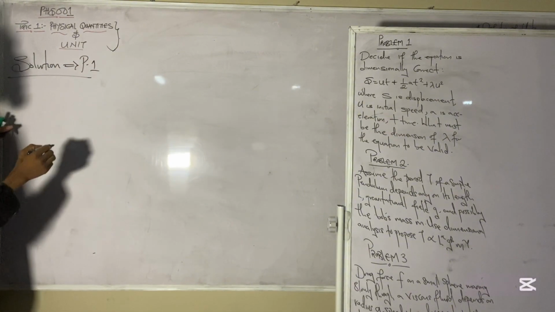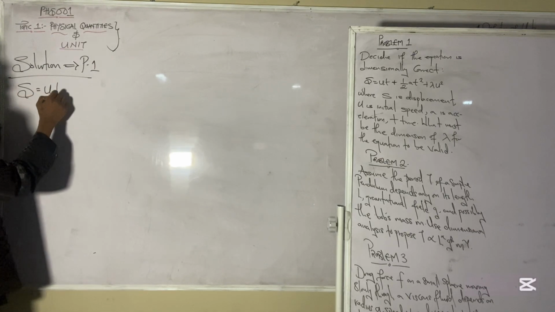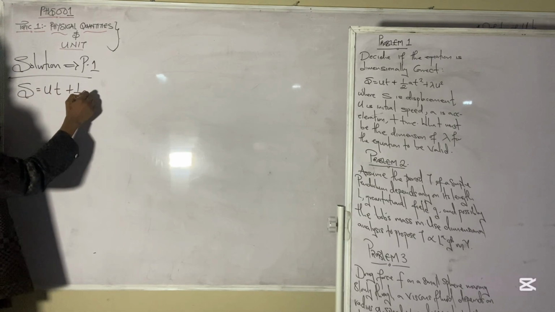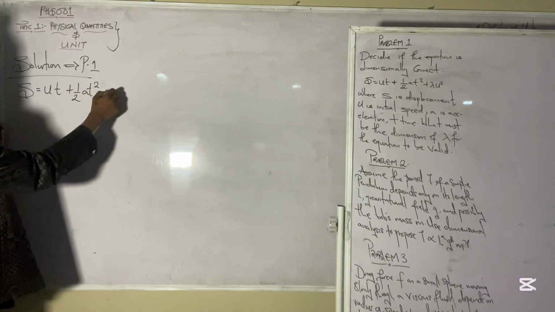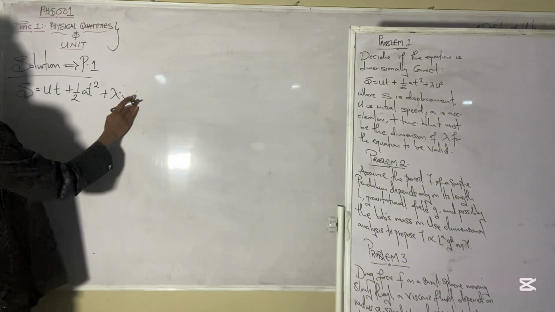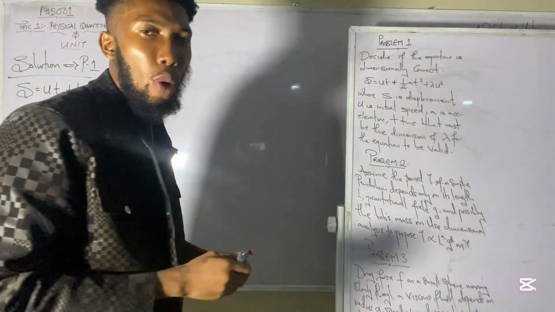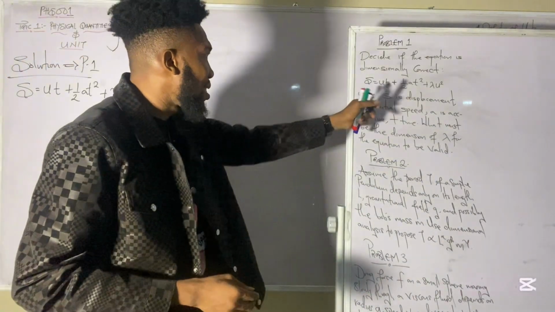They gave us an expression where S is equal to UT plus 1 over 2 AT squared plus lambda U squared. It kind of looks familiar, right? They said here S is displacement.